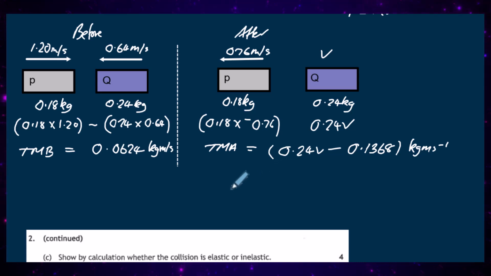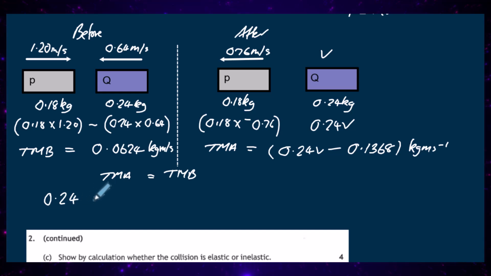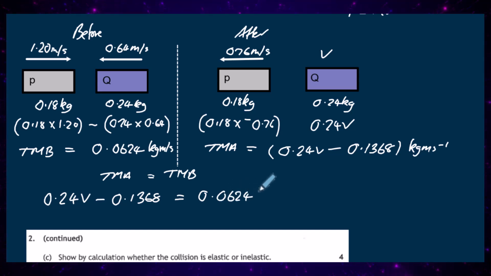We know that the total momentum afterwards is going to be equal to the total momentum before, provided no forces, in fact, were acting on it. So the total momentum before is this part here, 2.4 v, the velocity we don't know. Take away 0.1368, and that should equal the total momentum before, which is going to be equal to 0.0624. I've just left out units for the moment.